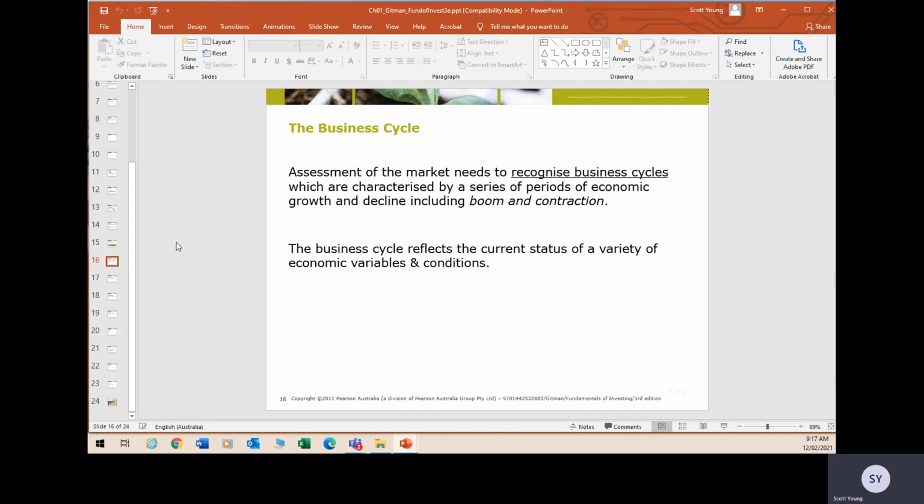The business cycle, of course, this is tying it in with economics, and being aware that our markets do move in cycles. We call them business cycles, but it's got to do with economic growth, which of course drives business conditions, booms and contractions. We'll be covering a lot more of that in week 7. For all of you who've done economics before, it's nothing new, it's nothing brilliant. It's just tying in the investment cycles and their performances with the economic cycles and economic conditions.